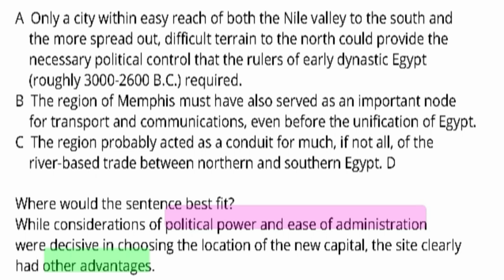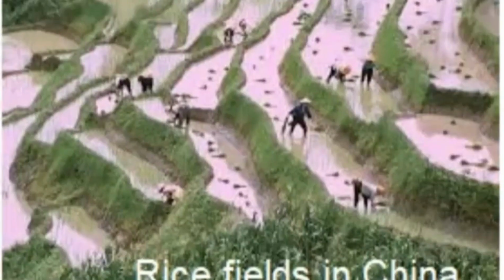A explains the reason why a city would have been chosen as the capital of early dynastic Egypt. Political control. So after A is a good candidate. Let's place the target sentence here and examine the flow of ideas. Target sentence. In addition to the political advantage, the city has other advantages. B says the region must have been the center for transport and communication. That is, B talks about advantages other than political ones. So ideas flow naturally. Answer, B.